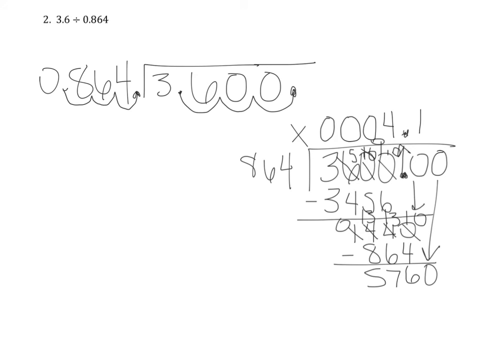Now, how many times does 864 go into 5,760? That will be 6 times. 6 times 864 will be 5,184. Let's go ahead and subtract. We'll borrow from the 6. Or, sorry, 6 will become a 5.